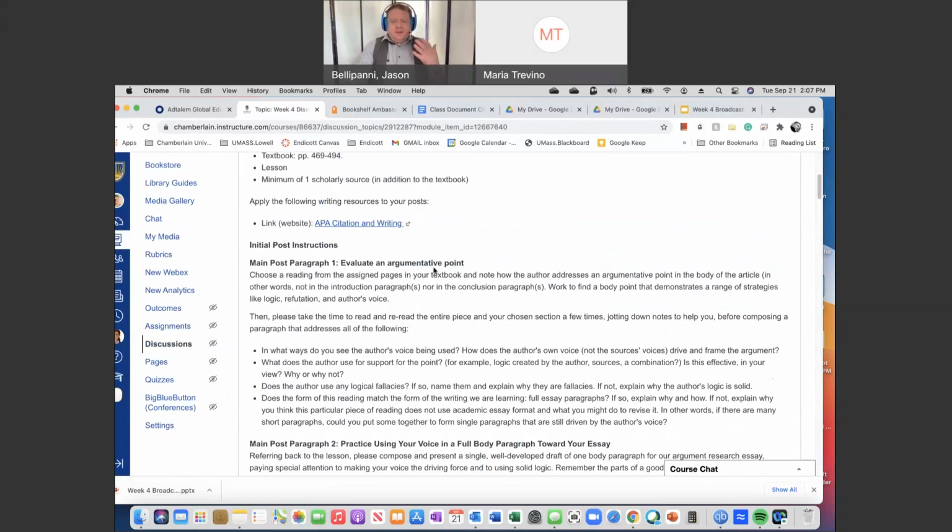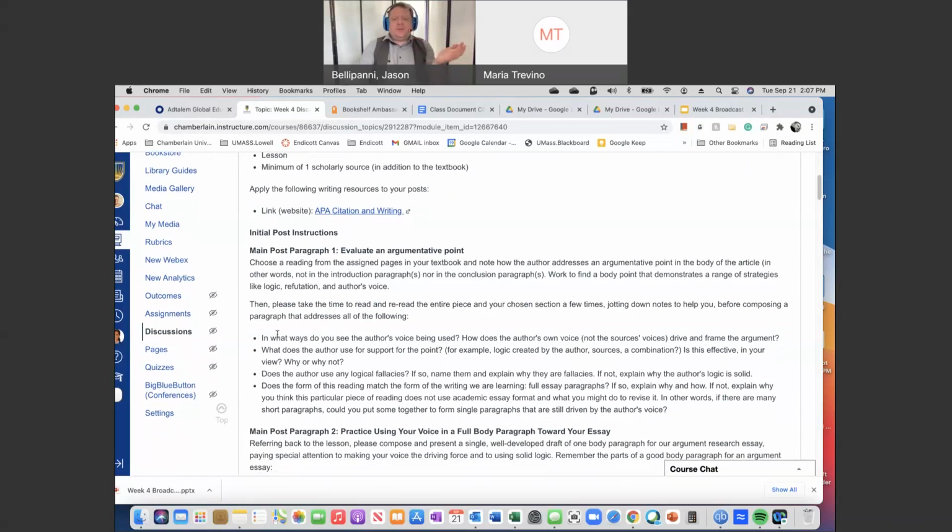So this is the main part about this is you're picking an argumentative strategy, something that the person does that helps them be persuasive. And then these are the questions that you're going to answer in the paragraph that you're writing. In what way do you see the author's voice being used? How does their own voice drive the argument and frame the argument? So sometimes you can usually pick up on people's voices, like the tone that somebody uses. Like it's almost like they have more personality than somebody else. So that comes through, and so it's pretty strong.